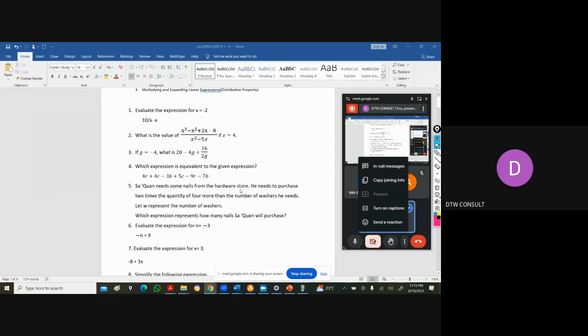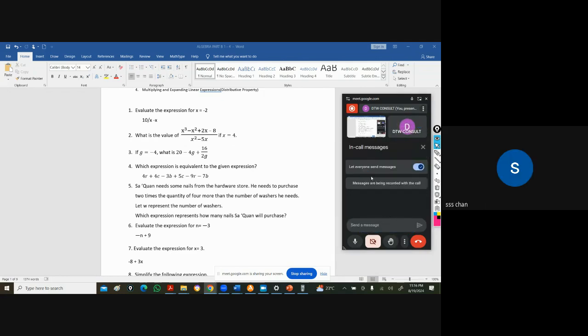This one. Classroom? Is it posted on the classroom? No, not yet. But I will post it. Which one? Is this your math practice book, Srika? Is this it?